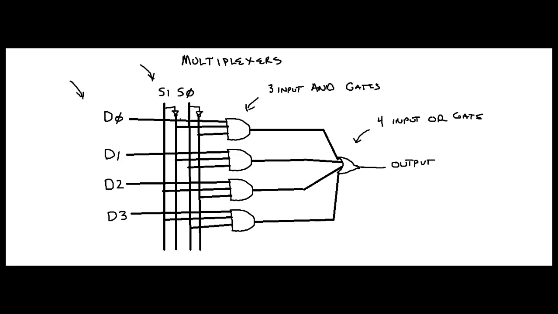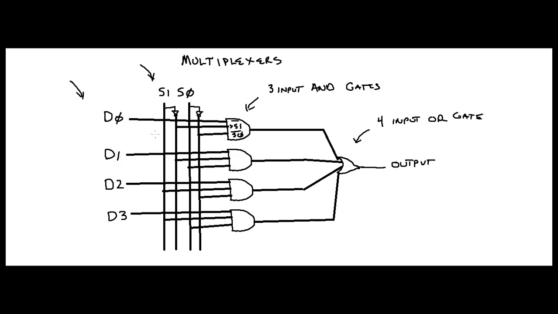So, for the first one here, if you want this to be active, you can see that this input right here is connected to S1 bar, and the one below it is connected to S0 bar. So if S0 and S1 are both low, D0 will be output, right? It's going to be enabled for it. Now, none of these others will be enabled, okay?